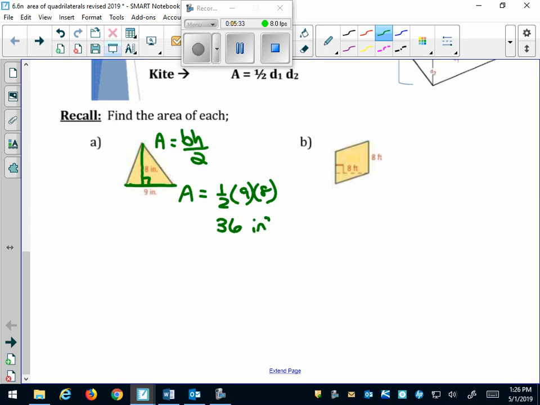Remember, area is square units. This one is a parallelogram, and you can see up above on this page, area of a parallelogram is base times height. But again, this diagram is just emphasizing that the base and the height have to be perpendicular to each other. So what would the area be? 64, 8 times 8.